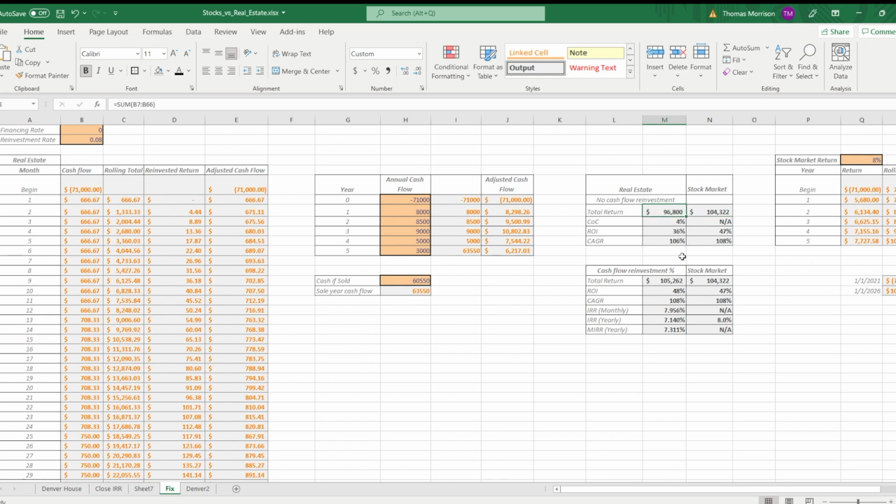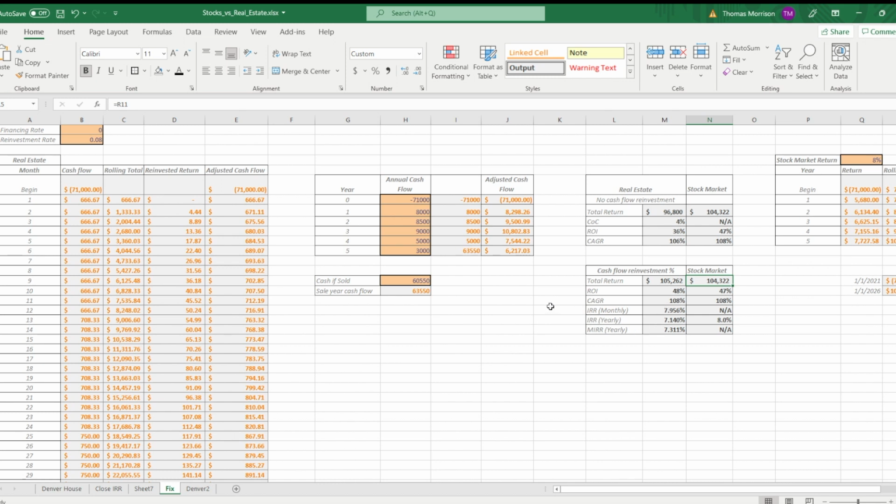However, after adjusting for cash flow reinvestment, the rental property has a higher total return. The rental property return is now $105,000 compared to the stock market of $104,000. As you can see, the IRR assumes the monthly cash flows are reinvested at the same rate as the current investment, which might not be the case.